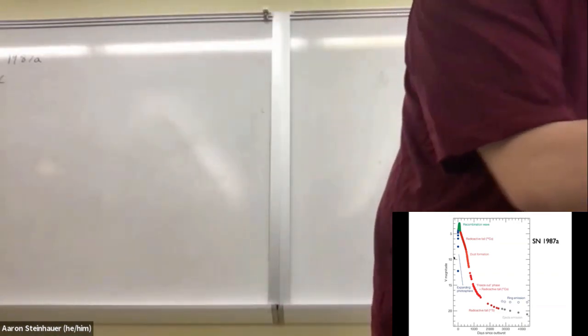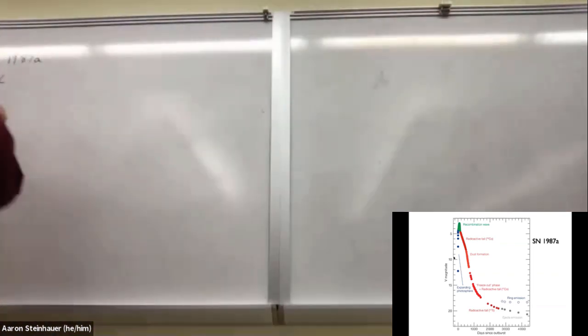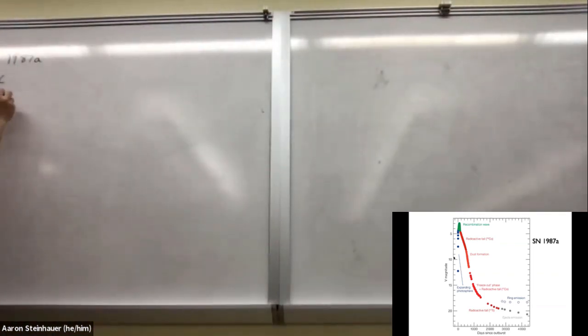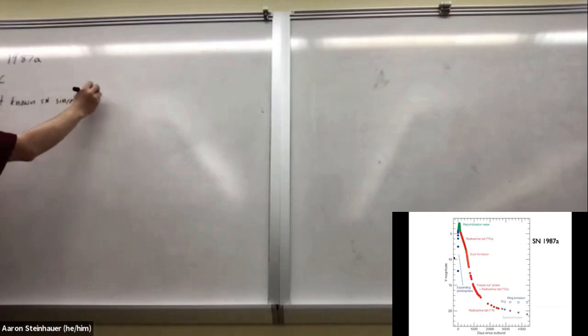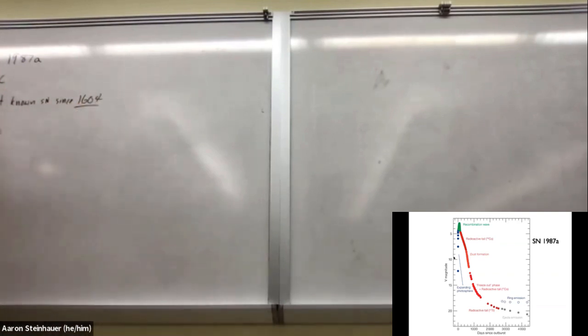So this is the closest supernova since 1604. I'll say closest known supernova. This was the Tycho supernova that Tycho Brahe observed, which was the last Milky Way supernova that we know of having gone off.